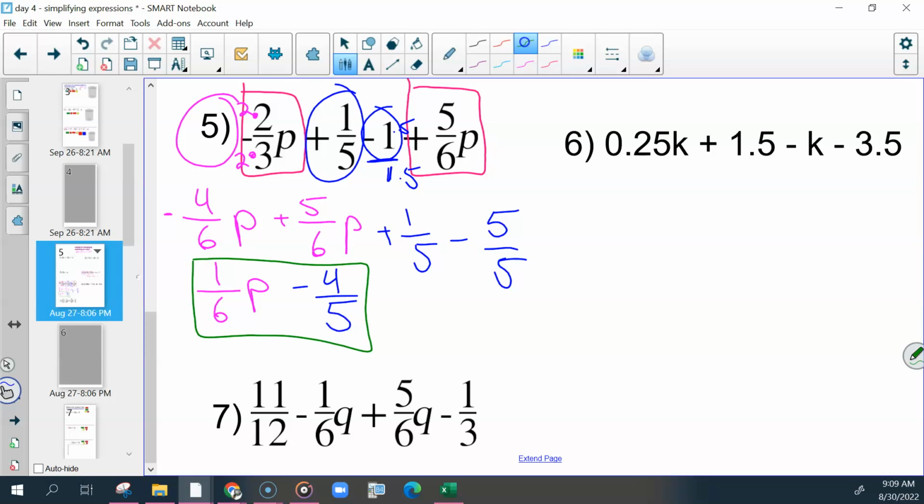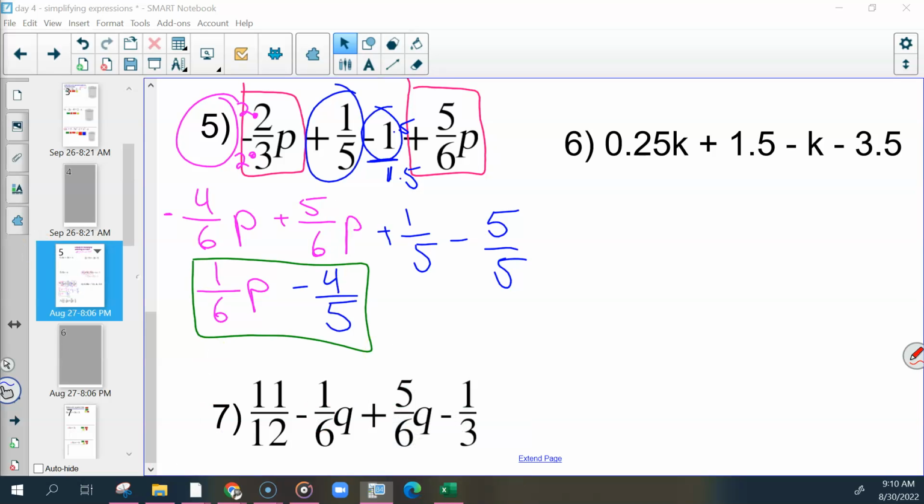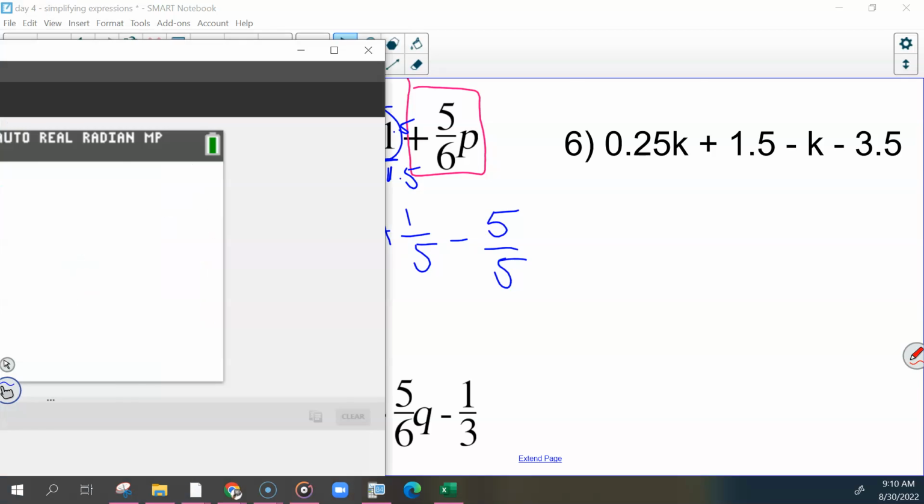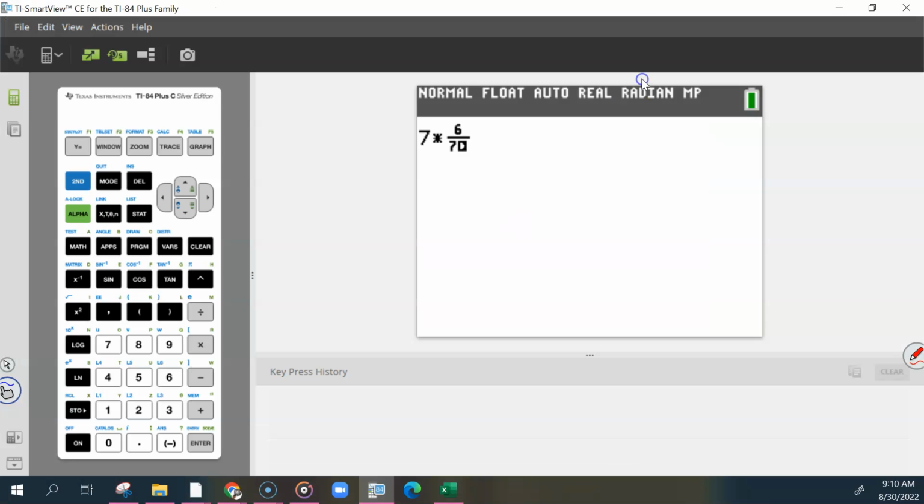After you do this algebraically or by hand, you could go back and double check it in the calculator. I'm going to show you. You could check yourself in the calculator. I'm going to show you more calculator Desmos tricks in our next lesson. But everyone follow along.